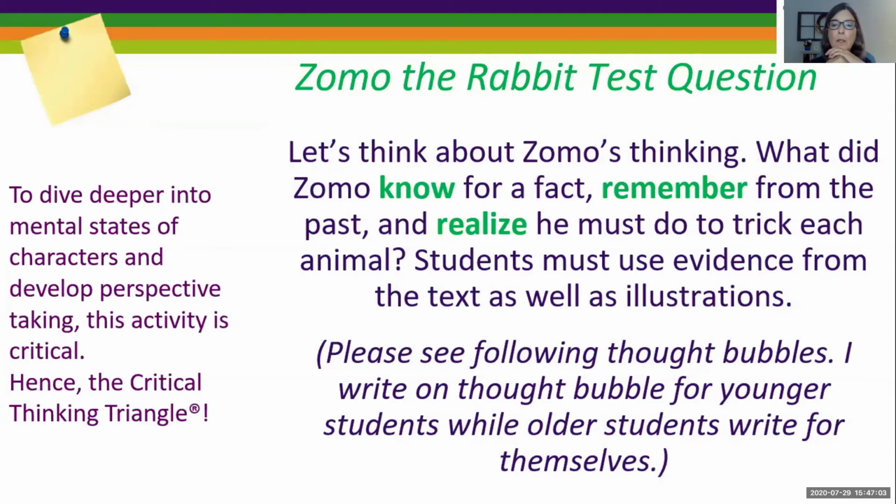And then I would say, what does Zomo know for a fact, remember from the past, and realize he must do? Because to me, knowing for a fact and remembering from the past were those two thought ones. And when I used realize he must do last, to me that led the child into thinking about the plan. So I used to start with the kickoff initially, and then I went to the feeling, then I would go to the thought, the mental state verbs, because to me it segued into that plan. But you do not have to do it that way.